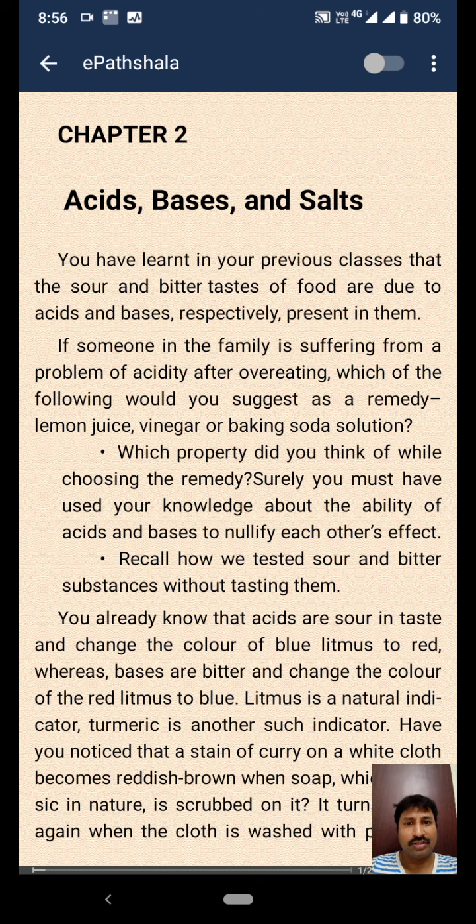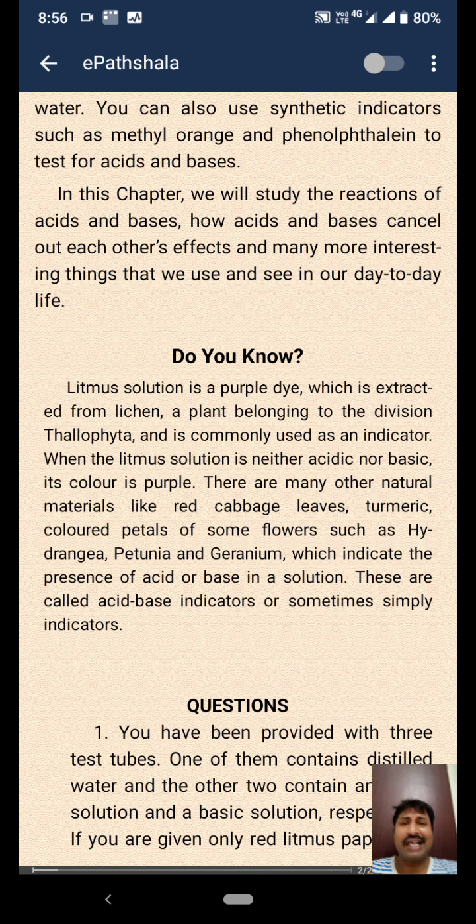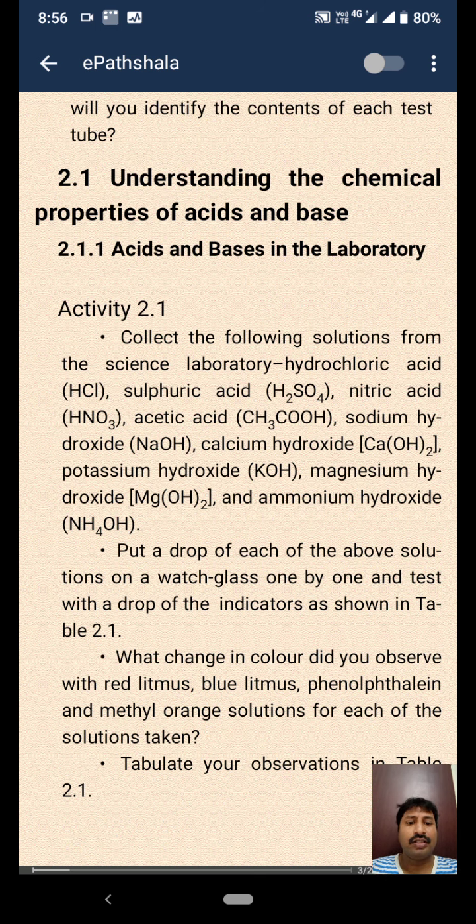Acids, bases and salts. First and foremost thing, define acid. Acid is derived from the Greek word acidus, which means sour in taste. The physical properties of acids are, it will be corrosive in nature, and it liberates H plus ions, that is hydrogen ions, in water. It has been divided into two, organic acids and inorganic acids. Organic acids are weak acids, inorganic acids are strong acids.